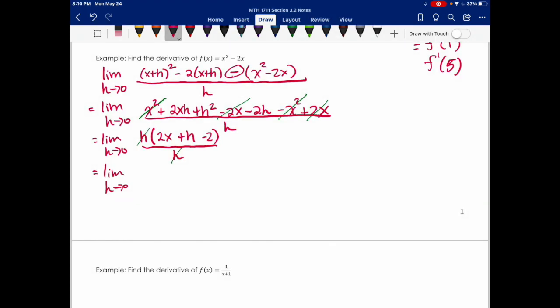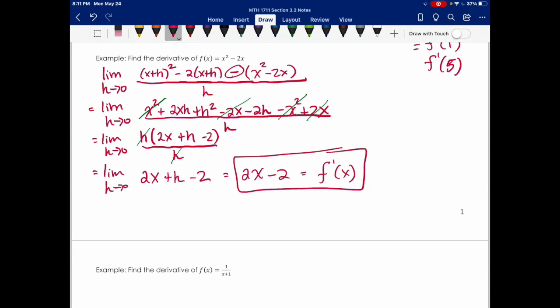So now I have the limit as h goes to 0. I've crossed off my h's, so I'm left with 2x plus h minus 2. Now we can use direct substitution in the limit laws to plug in 0 for h, and what I get is 2x minus 2. So this is my derivative at any point of the function.